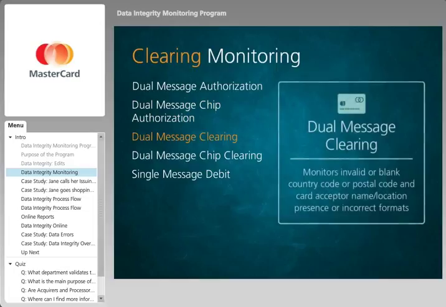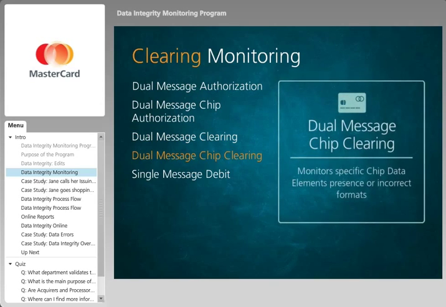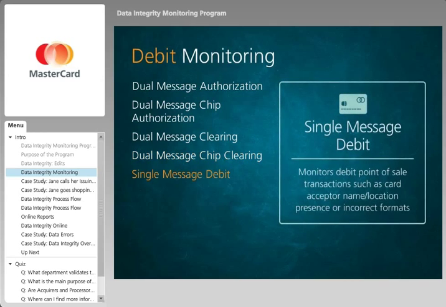The Clearing Monitoring Program monitors the presence and validity of the merchant name and address. In addition, the program matches the clearing and authorization records and compares key data element fields to ensure records are consistent throughout the payment process. The Chip Clearing Program monitors the accurate inclusion and usage of chip data elements and mandatory tags. Lastly, the Debit Monitoring Program checks key elements of the single message data elements. This includes point-of-sale terminal information and merchant card acceptor information.